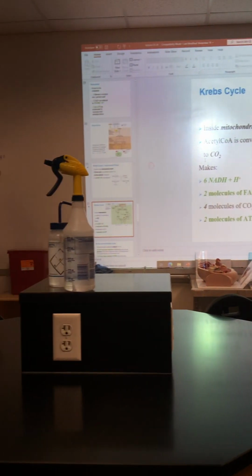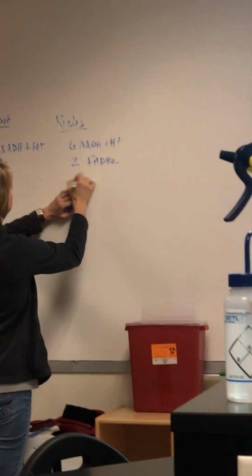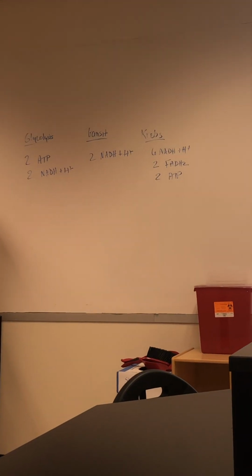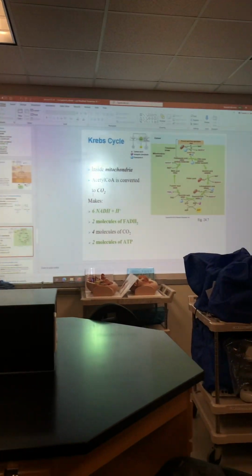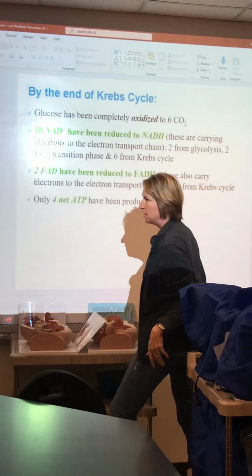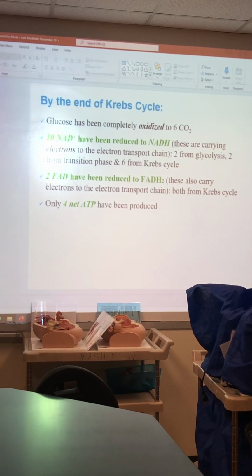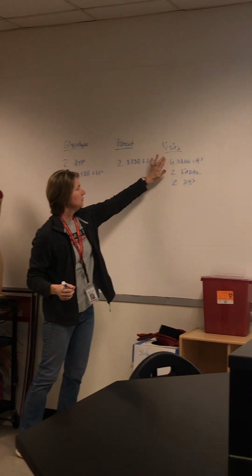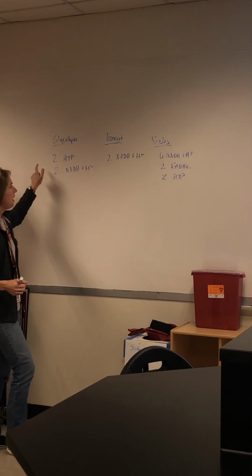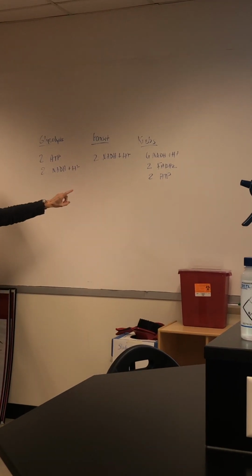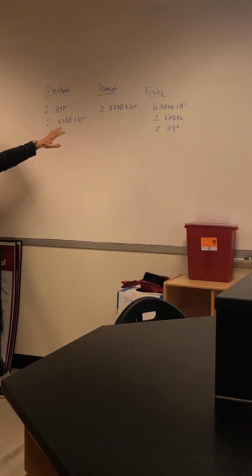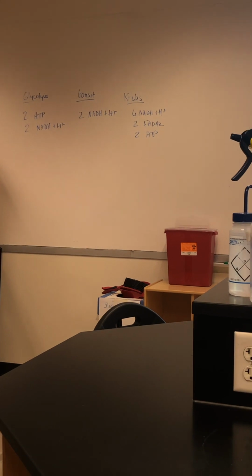2 FADH, 2 ATP. Okay, so we're spinning that whole thing twice. That's Krebs. Okay, so by the end of Krebs, what have we done so far? I have 2, 4, plus 6, I have 10 NADH plus H, and I have 1, 2, 3, 4 ATPs, 2 FADH. So a little bit of energy, not a whole lot so far.